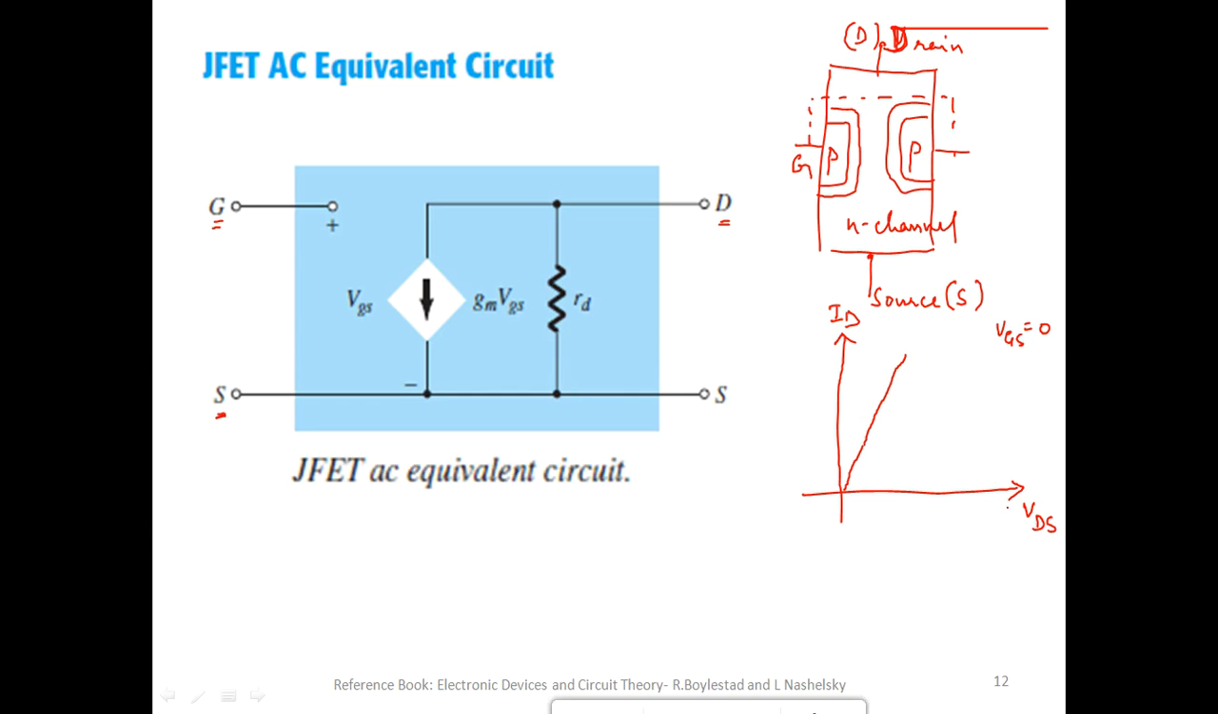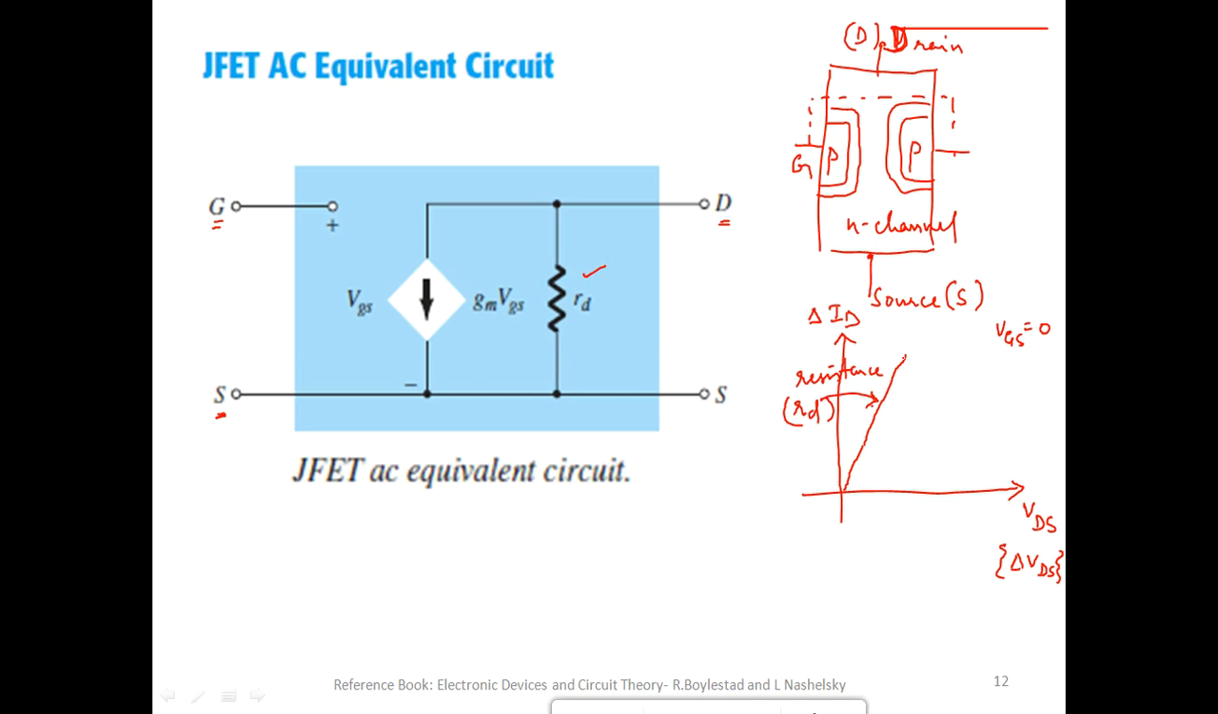Now since we are trying to understand this particular chapter with respect to AC, it is AC analysis, so it's not VDS, there is a small change in VDS. Similarly, there will be a change in IDS, a delta change. So this region offers some resistance, which is being represented by the symbol RD. That is why we are placing a resistance here.